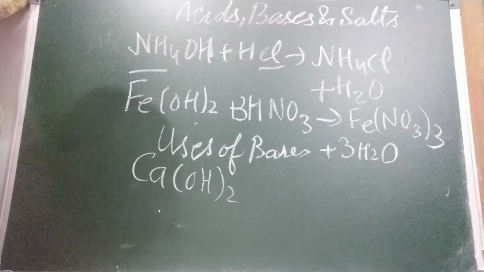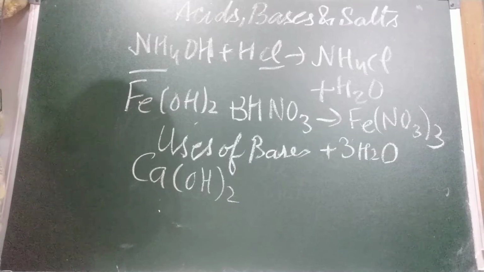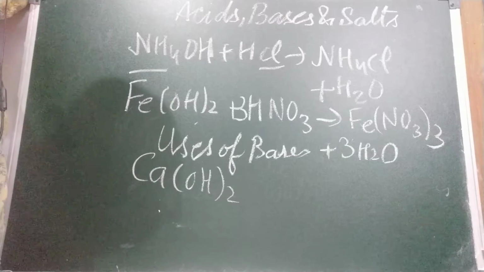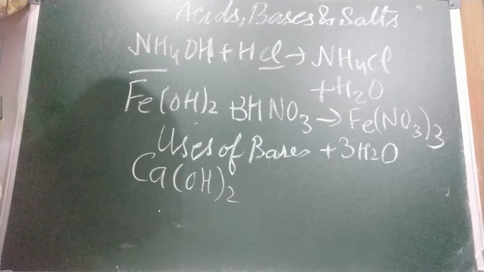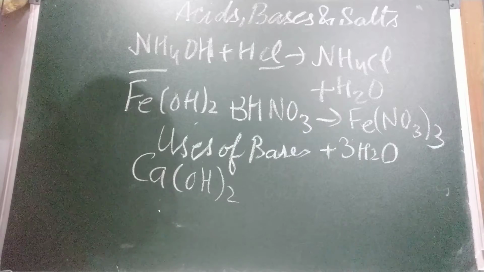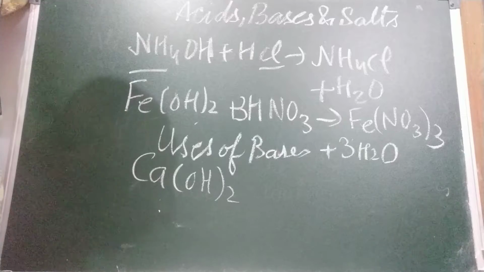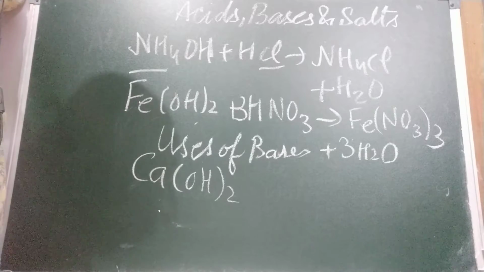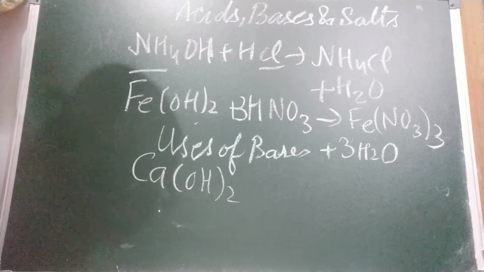Sometimes soil becomes acidic because of excessive use of chemical fertilizers. Plants do not grow well in acidic soil. So calcium hydroxide or quicklime, that is calcium oxide, is added to the soil to neutralize the acid present in it. For treatment of wastewater, this is also used.